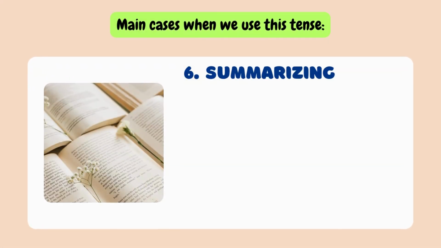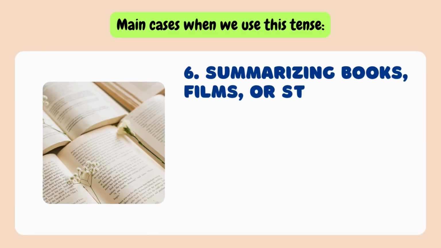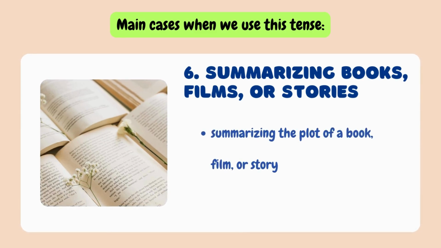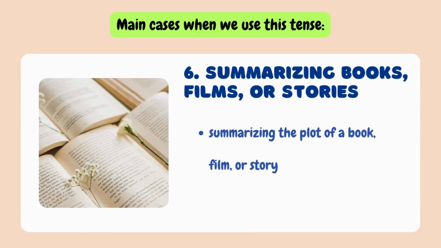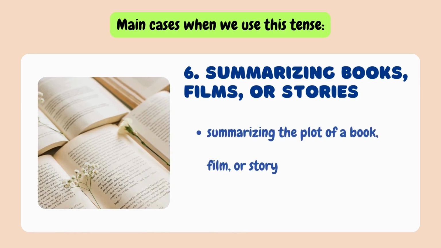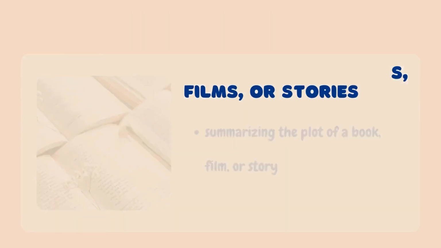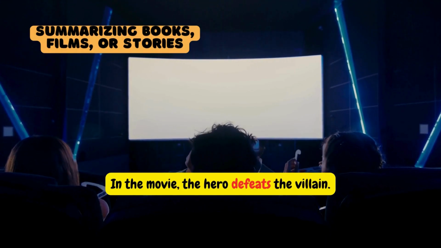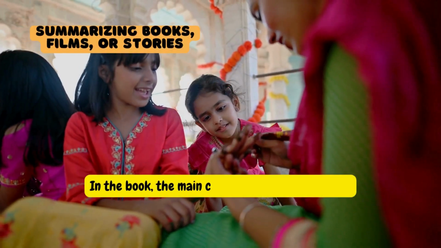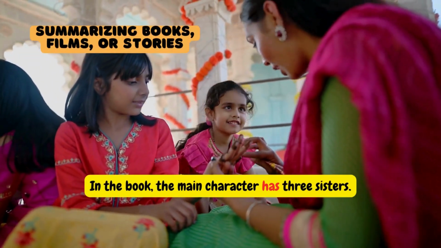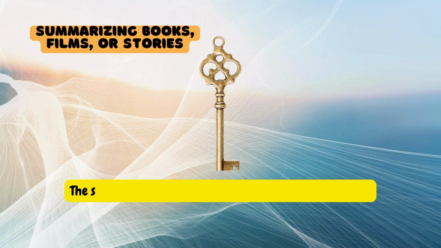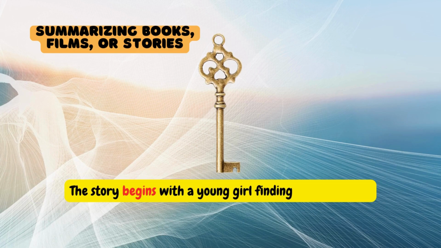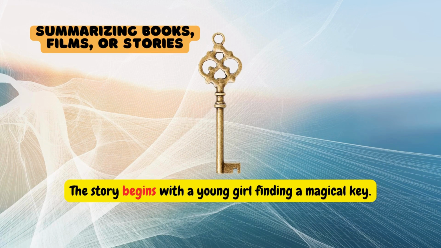Summarizing books, films, or stories. When summarizing the plot of a book, film, or story, the present simple is commonly used to describe events as if they are happening now. For example, in the movie, the hero defeats the villain. In the book, the main character has 3 sisters. The story begins with a young girl finding a magical key. This approach adds a sense of immediacy and engagement to summaries.